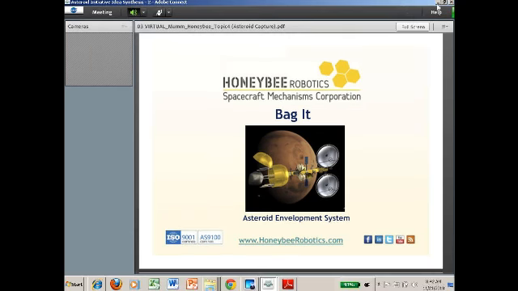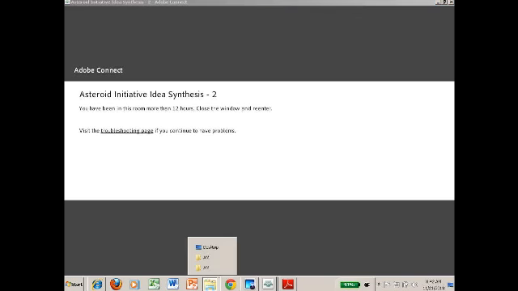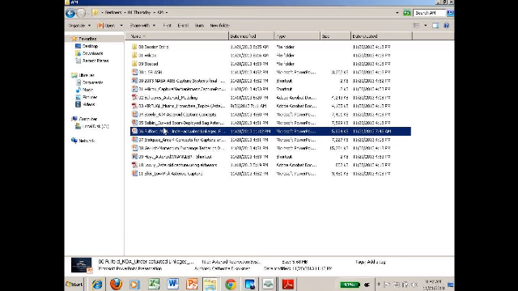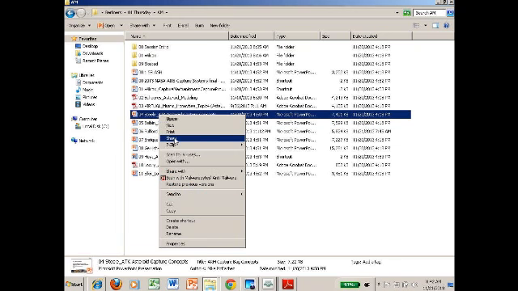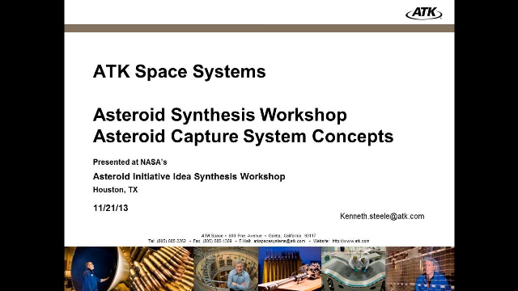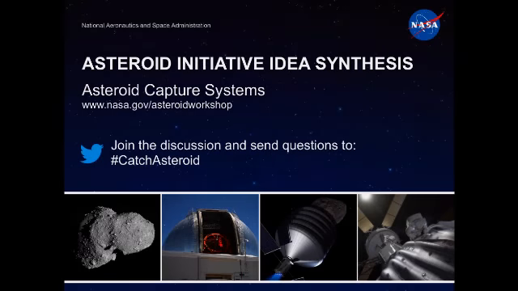But I will say that the system right now is not optimized for and wasn't designed for being extremely agile. So there's no reason to believe that we couldn't make it more agile. Whether or not it meets ultimately the requirements to pull a boulder off an asteroid, I guess, would be to be determined.